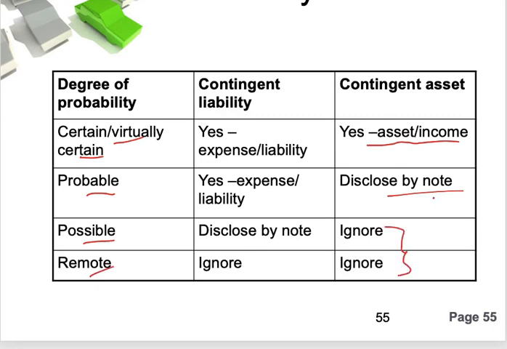So an asset is more strict, okay, in terms of whether to recognize or disclose in the notes to the accounts. If it is a liability, if it is virtually certain and probable, it will be shown as a provision. If it is possible, then you show it as a contingent liability and show it in the notes to the accounts. If it is remote, then you will ignore, meaning that you don't have to disclose at all. Okay, that's all. Thank you.